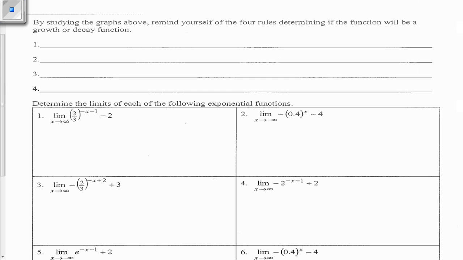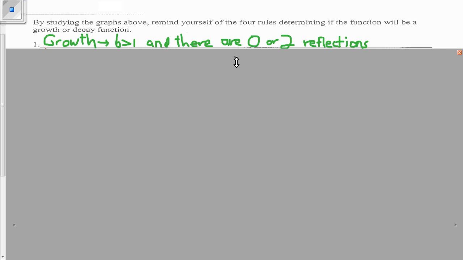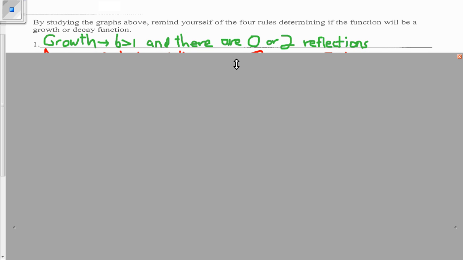Page 2. By studying the graphs above, remind yourself of the 4 rules determining if the function will be a growth or decay factor. The first one is it's a growth if b is greater than 1 and there are either 0 or 2 reflections. How do I know there's a reflection?